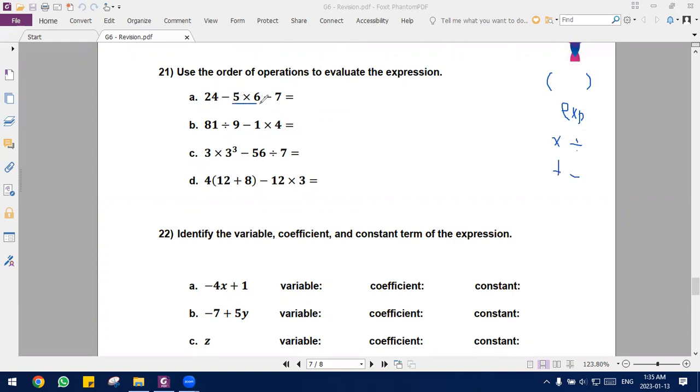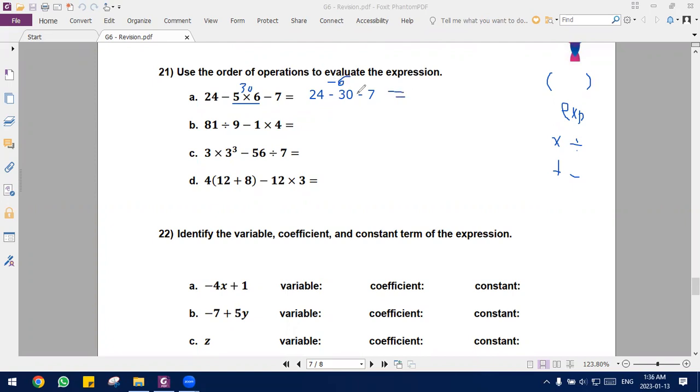So here, first of all, I work out these. 5 times 6, 30. Now the question becomes like this, 24 minus 30 minus 7. Now we start from left to right because all of them are minus. So 24 minus 30. 24 is positive. 30 is negative. So we subtract them. 24 minus 30. This is minus 6.